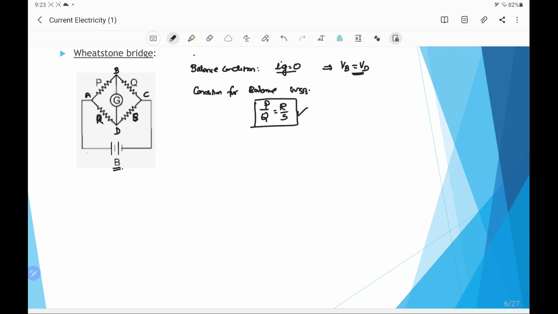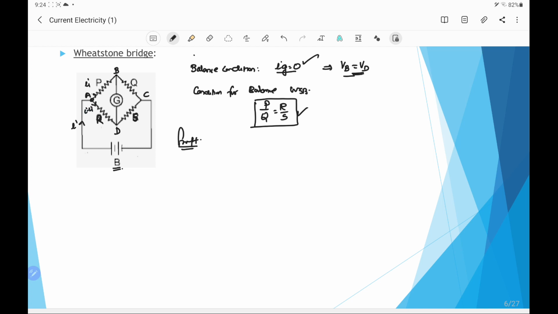This is the condition for the Wheatstone bridge to be balanced, and under balanced condition, the current in the galvanometer, that means from B to D, will be 0. Otherwise, we can also say that the potentials at B and D are equal. Now we have to prove this condition. Here we suppose that current I is flowing from the battery and it reaches the junction A, where it divides into two branches, I1 through the resistor P and I minus I1 through the resistor R.